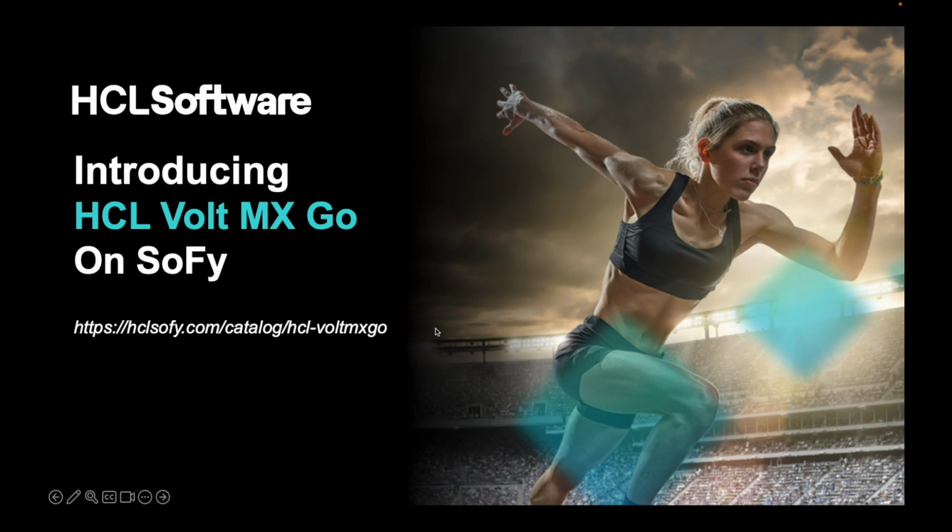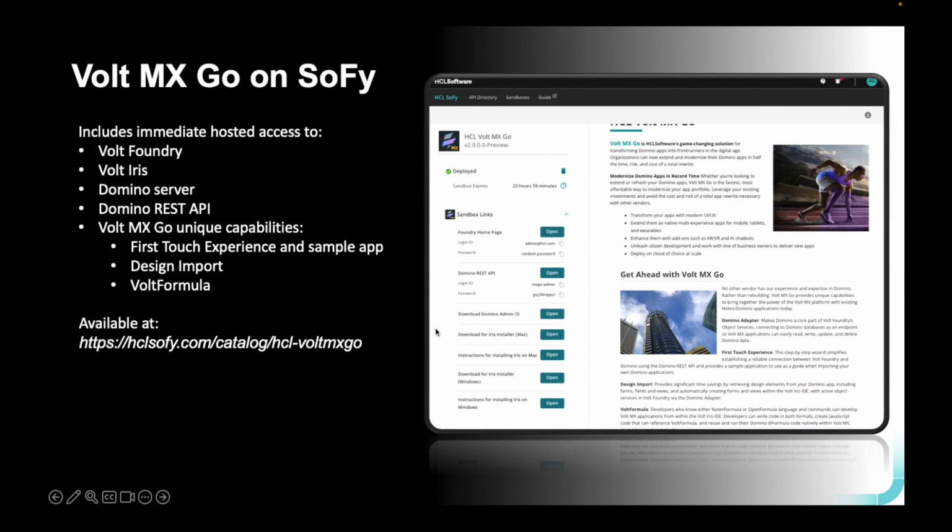Just to give you a little bit about what is included here on SOFI, it'll give you immediate hosted access to Volt Foundry, Volt Iris, a Domino server that we're hosting, the Domino REST API, and the Volt MX Go unique capabilities, including the first touch experience and the sample app, design import, and Volt formula.